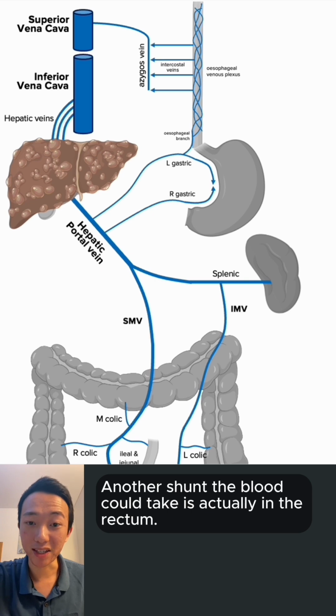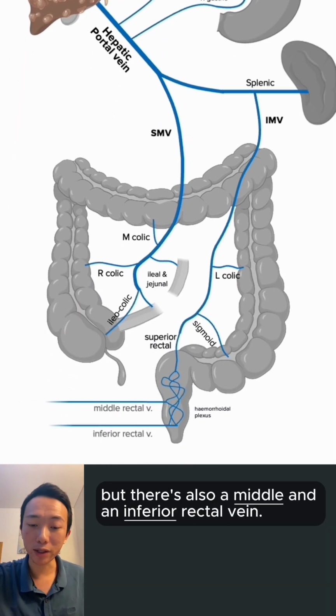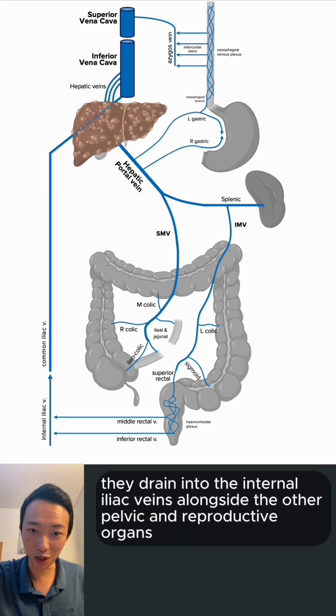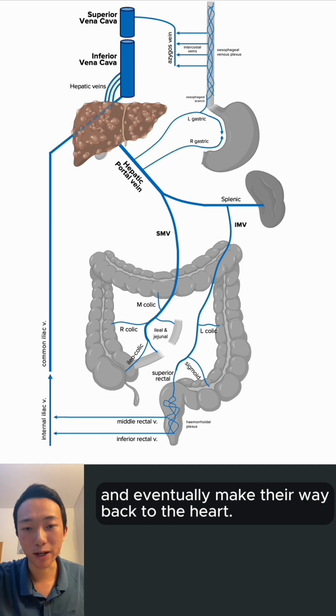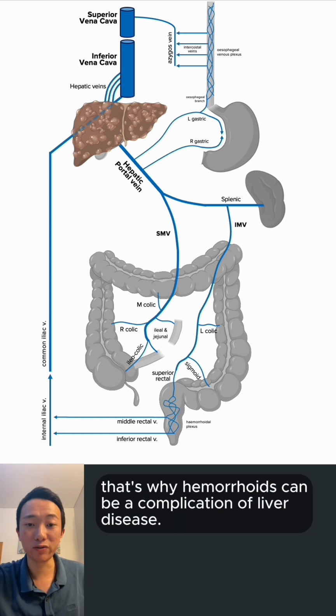Another shunt the blood could take is actually in the rectum. We learnt about the superior rectal vein today, but there's also a middle and an inferior rectal vein. And those of you who've done the repro block will know that they drain into the internal iliac veins, alongside the other pelvic and reproductive organs, and eventually make their way back to the heart. And if the veins in the rectum distend, that's why hemorrhoids can be a complication of liver disease.